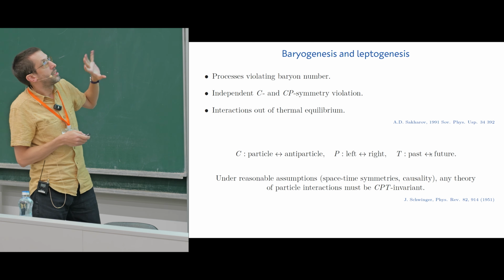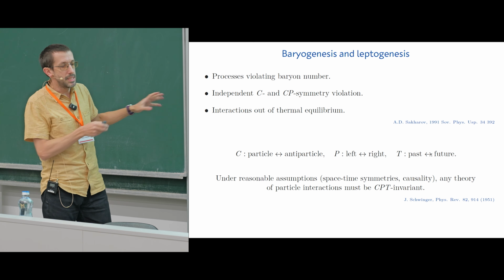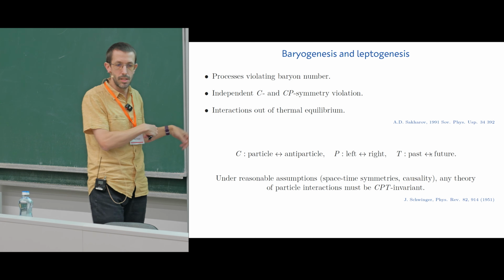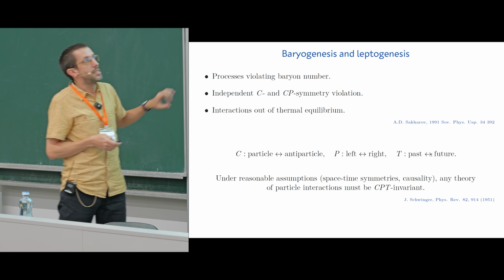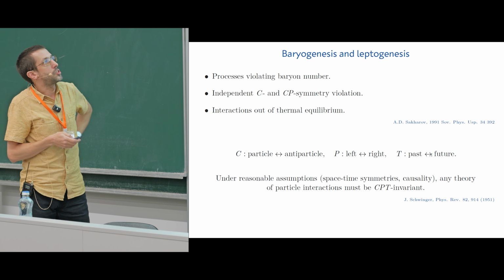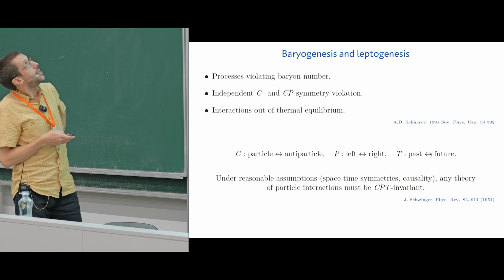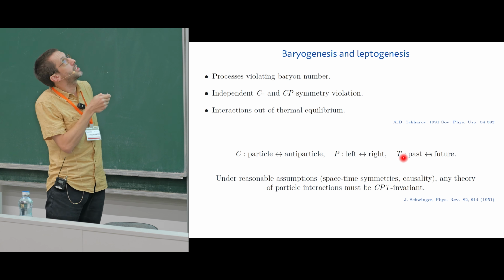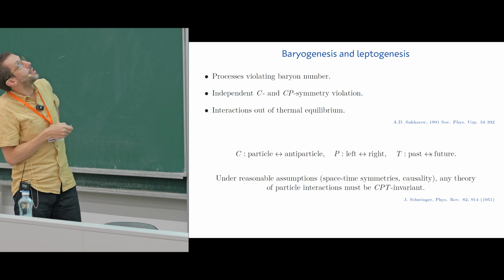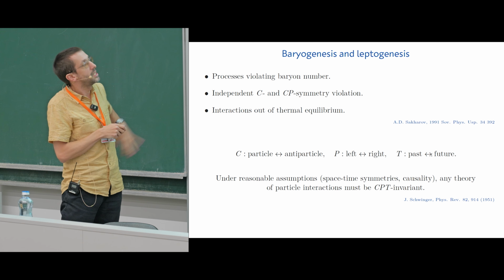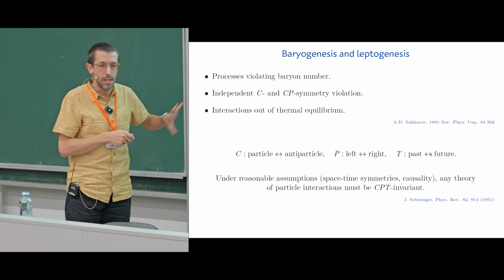But under very robust assumptions like space-time symmetries, which means that the laws of nature should be invariant under translations, rotations, and relativistic boosts, and the theory should be local, so causality should be respected, such a theory should be CPT symmetric. And to produce baryon asymmetry, we need independent C and CP symmetry violation. C is automatically done in the standard model, but unfortunately CP is very difficult. There is also some CP violation in the standard model, but it is many orders of magnitude too weak.